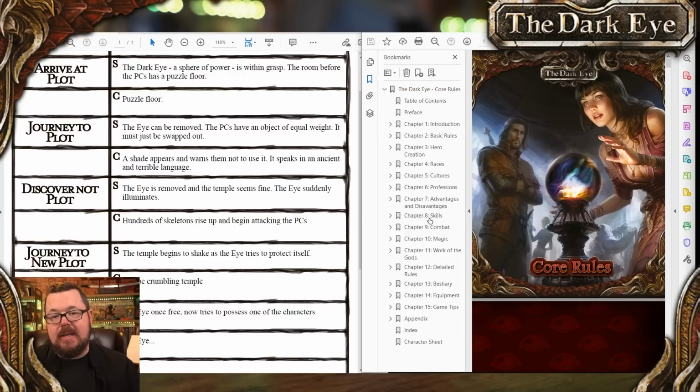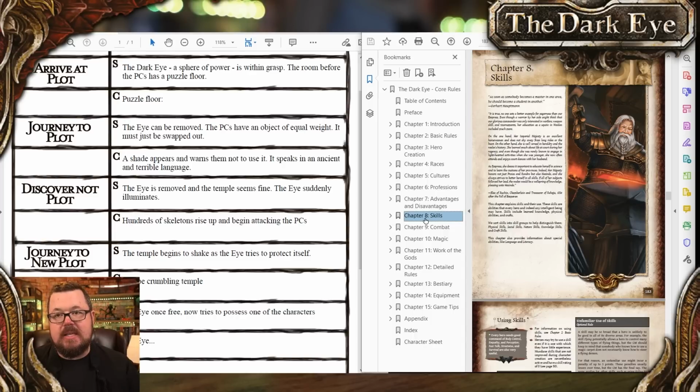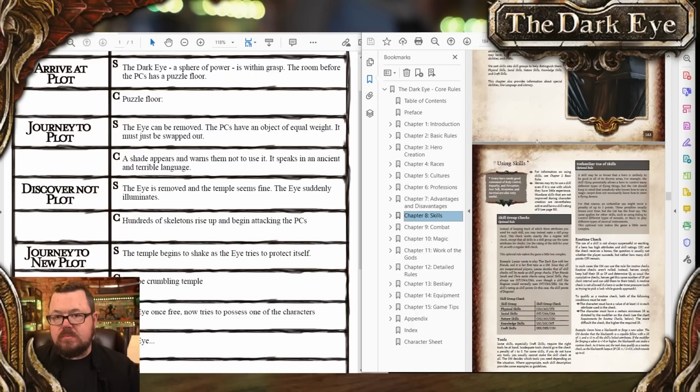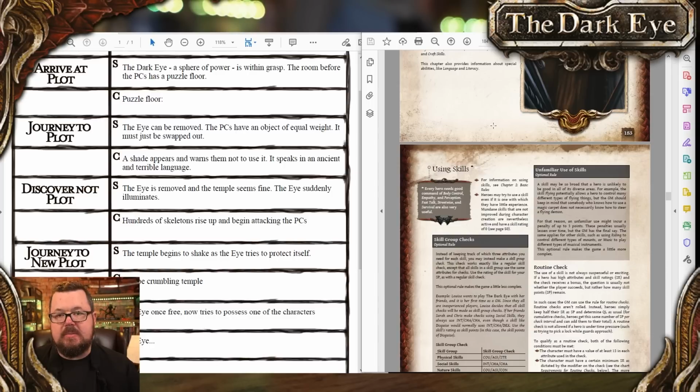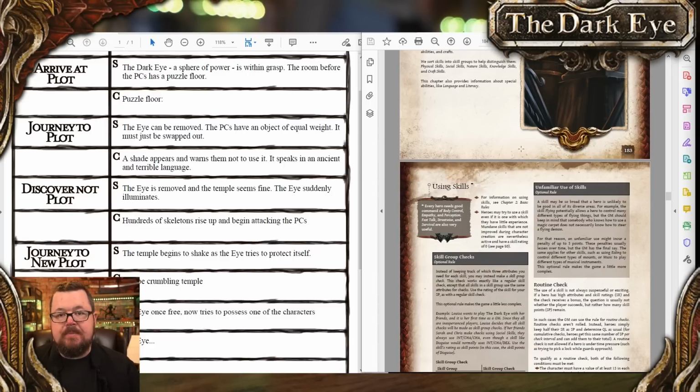Now, the camera is actually hiding the chapters. So I am going to go here to skills, because I think skills is where it's at. I think skills are going to be the things that are going to work here for the puzzle. I want it to be a skills challenge because one of the most important elements, I find anyway, of The Dark Eye is the skills. So let's do a refresher on the skills. I'm going to close this now so we get a little bit of a bigger screen.